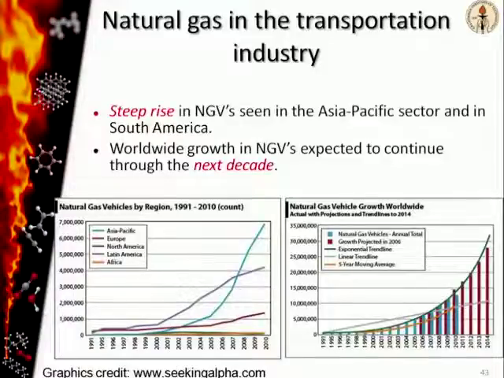You find that in recent years, at least in the last decade or so, there's been a very rapid growth in the number of natural gas vehicles in the Asia Pacific region, as well as in South America and to some extent in Europe. While in North America, the number of natural gas vehicles is still lagging behind as compared to the rest of the world. And going by current trends, it is estimated that you can almost have an exponential growth of natural gas vehicles worldwide, at least for the next couple of decades or so.